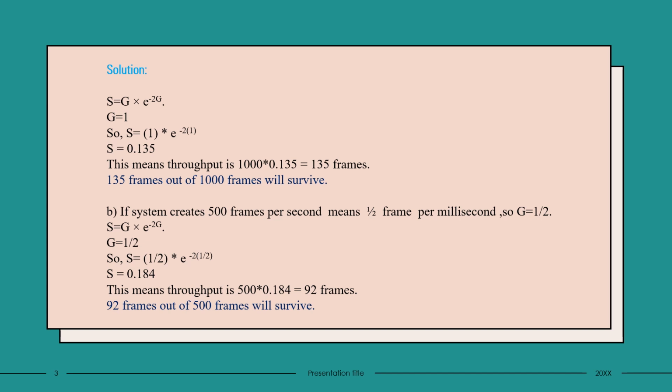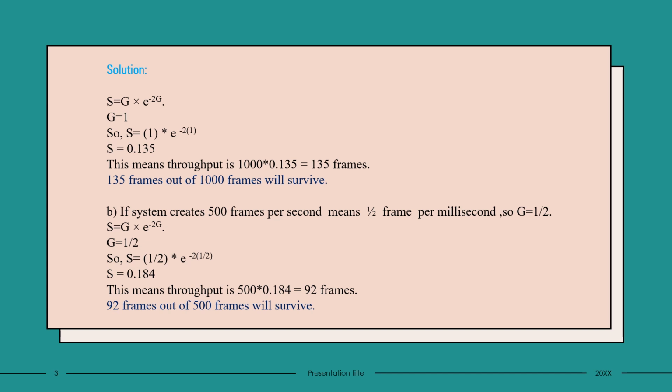The next one is we have to calculate the throughput for 500 frames. If the system creates 500 frames per second, then what is G? G is nothing but 1 by 2. So per millisecond it generates 1 by 2 frame. Now your G value is 1 by 2. Substitute 1 by 2 in the formula, that is S is equal to 1 by 2 into e to the power of minus 2 into 1 by 2.